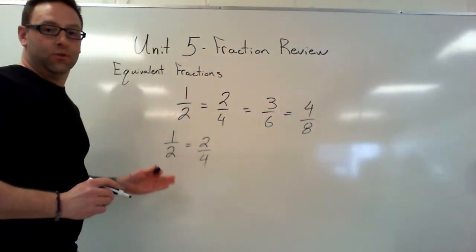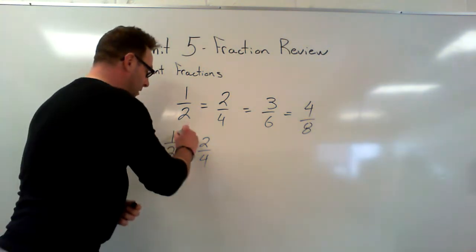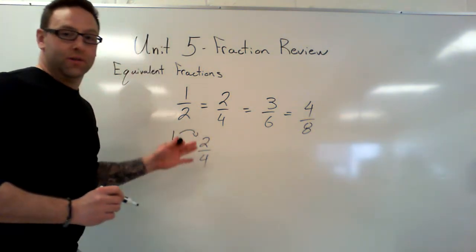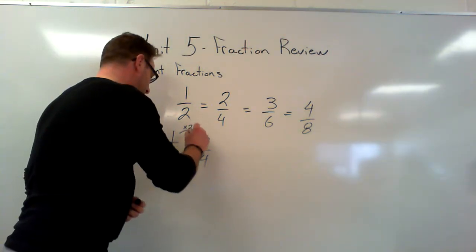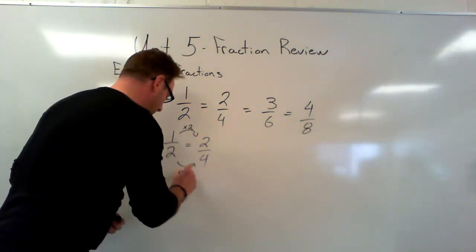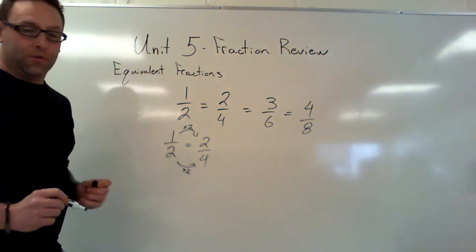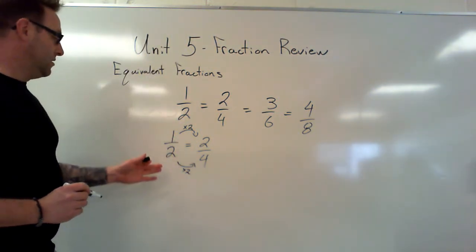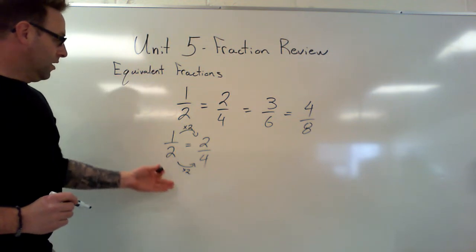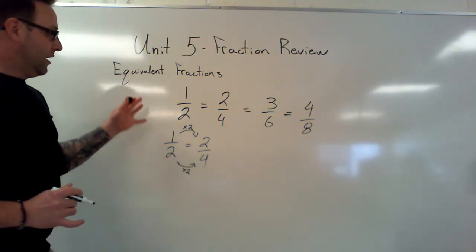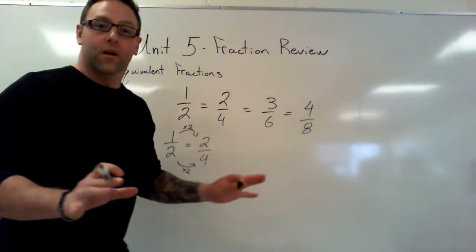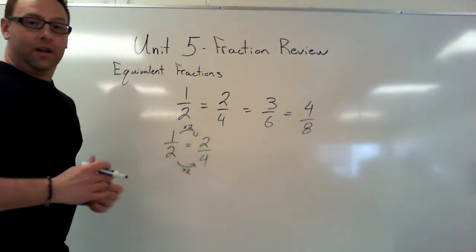So I've got 1 over 2 equals 2 over 4. Now, what we're going to do is multiply the top and bottom by the same number. If I multiply the top and bottom by the same number, we can see multiplying by 2, I get 2. Multiplying by 2, I get 4. So that's one way that we can make an equivalent fraction. It doesn't matter what number we multiply it by, we're going to get an equivalent fraction.